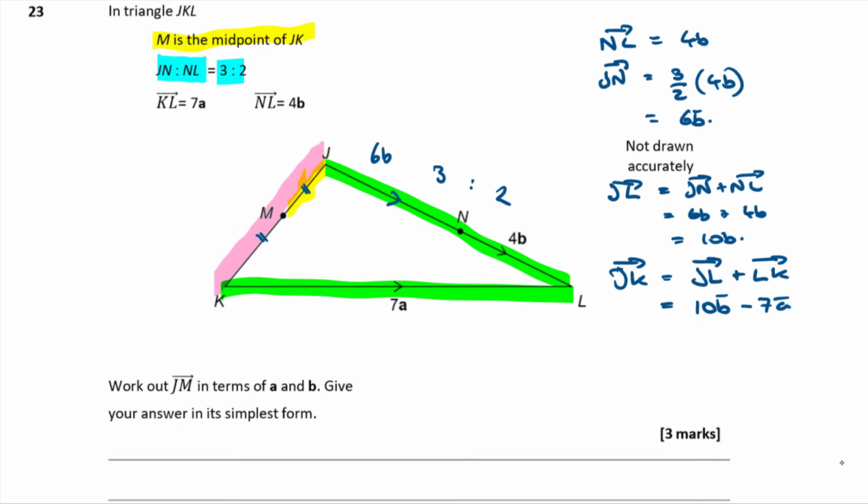Now what we want to know is what JM is, and we know that M is the midpoint of JK, so J to M is going to be half of the vector J to K then, isn't it? Okay, so that is going to be half of 10b minus 7a, which, just multiplying that out, I'm going to get 5b minus 7 over 2a, it's like 3.5a. So the vector I want, J to M, is 5b minus 7 over 2a.